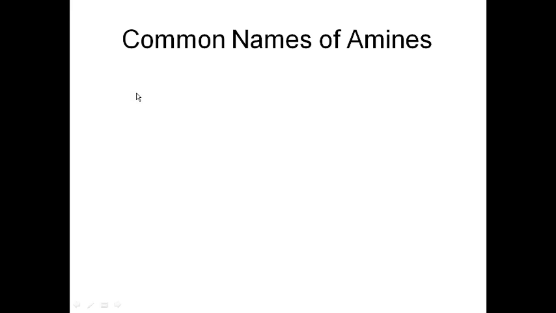So for common names of amines, first of all, an amine has a nitrogen atom, and that amine could have 1, 2, or 3 alkyl groups attached to it. If it has one alkyl group, it's a primary amine. If it has 2 alkyl groups, it's a secondary amine. If it has 3 alkyl groups, it's a tertiary amine. We've already seen that primary amines and secondary amines react differently with ketones to form either imines or Schiff bases, or secondary amines form the enamines. So there is a difference here.